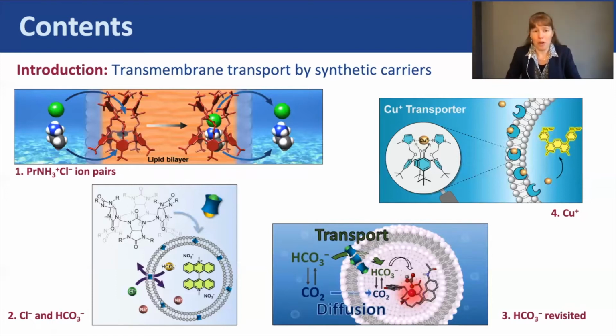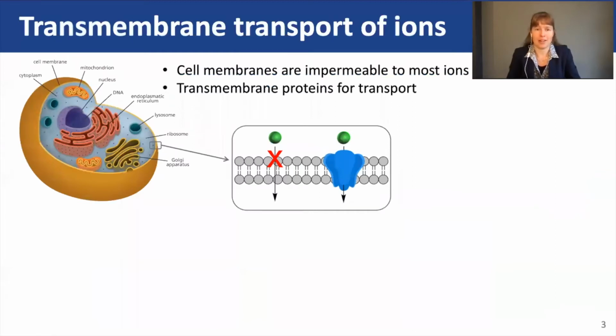But first of all, why are we interested in studying the transmembrane transport of anions? It's because this is such an important process in biology. So cells have exterior membranes. Also, the compartments inside the cell are all separated by membranes, and these membranes are impermeable to most ions. So that's why cells have proteins in their membrane that take care of their transport.